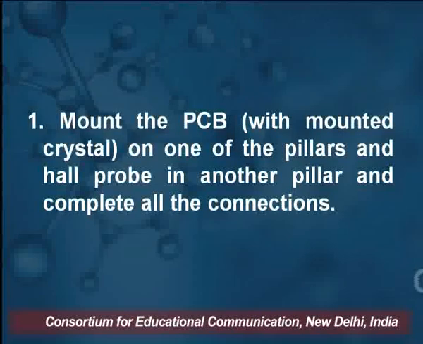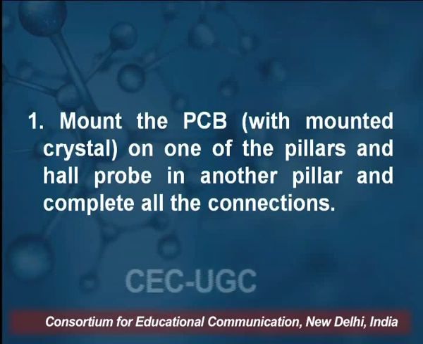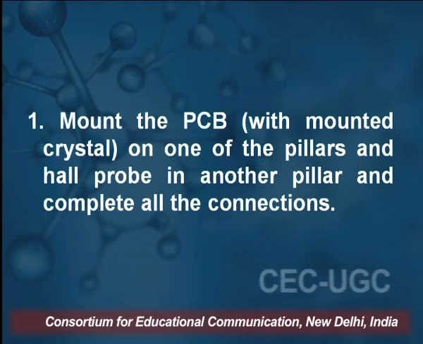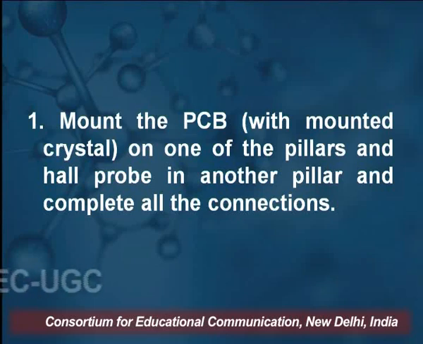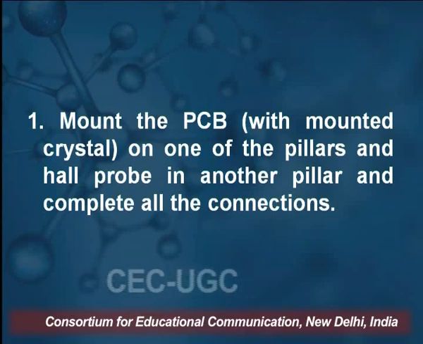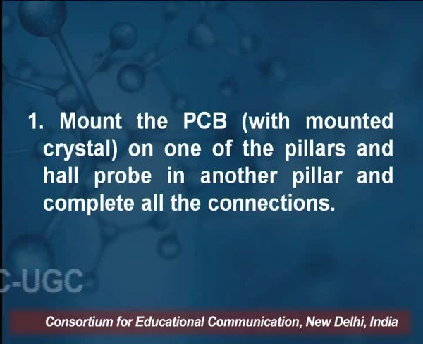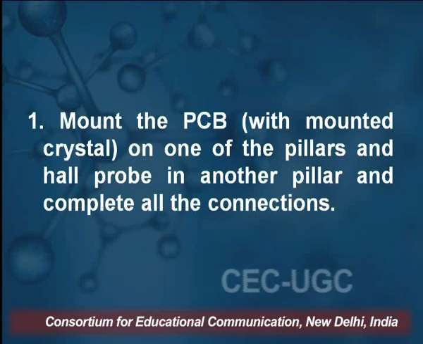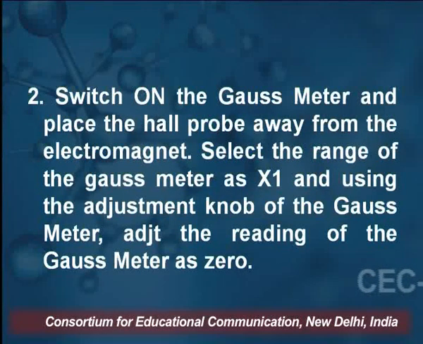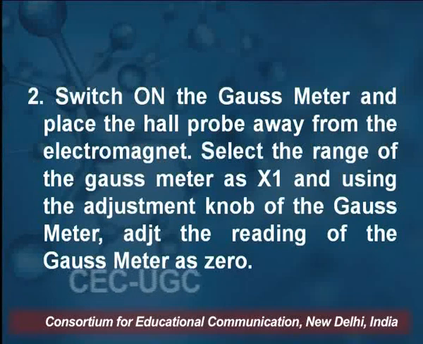So step by step, step number 1 is to mount the PCB with the mounted crystal on one of the pillars and the Hall probe on the other pillar, and complete all the connections. In the first step we mount the Hall probe, and we mount the semiconductor in between the bar of the electromagnet.